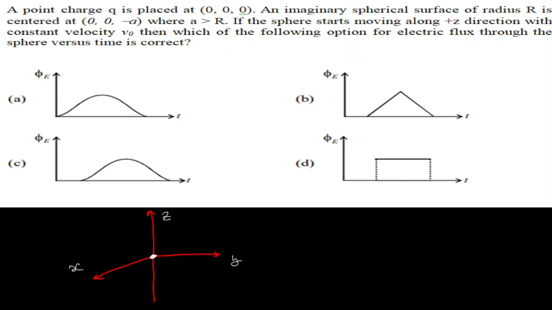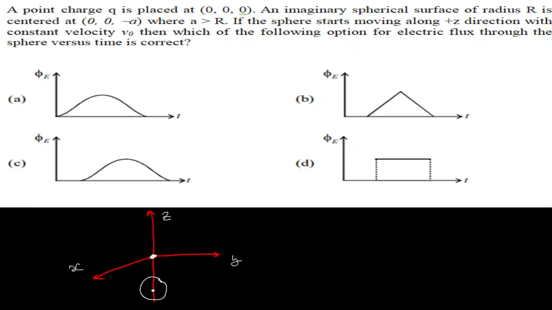Now, what has been said in the next statement, the imaginary sphere: a spherical surface of radius r is centered at 0, 0, minus a, where a is greater than capital R. So we have to consider a sphere of radius r, whose center will be at 0, 0, minus a, that is on the z-axis, at a distance a from the origin. However, this a will be greater than r. So we can draw like this. This is z equals minus a, and let's draw a sphere like this.